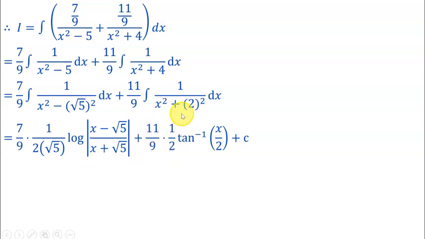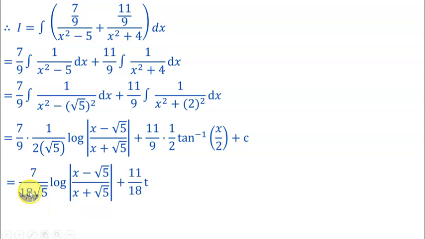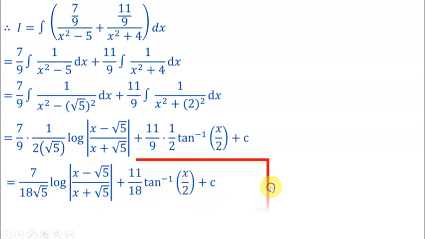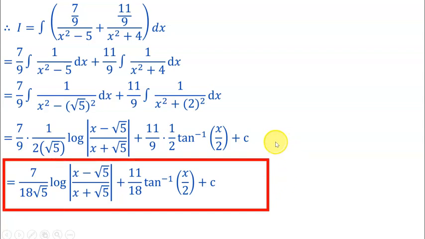Log of |(x − root 5)/(x + root 5)| plus 11 upon 9 into 1 upon 2. This is of the form tan inverse, that is the integral dx upon x² + a² is 1 upon a tan inverse of x upon a, plus c. Then after simplification you will get 7 upon 18 root 5 log of |(x − root 5)/(x + root 5)| plus 11 upon 18 tan inverse of x upon 2 plus c. And this is the answer. Now next example.